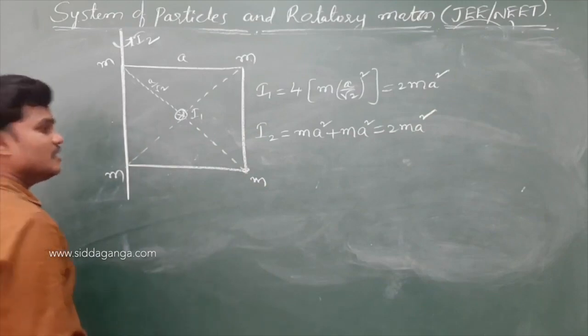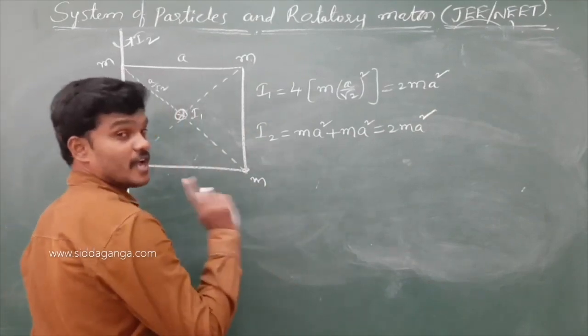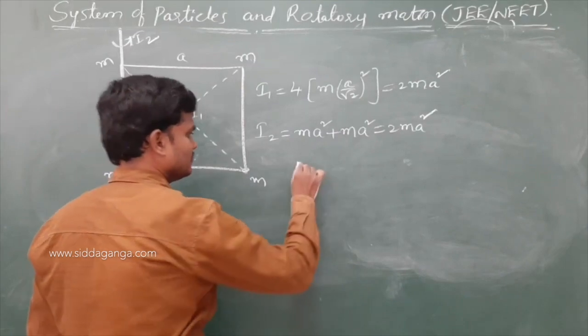And next, third one, they are asking about a diagonal. So, this is the diagram.